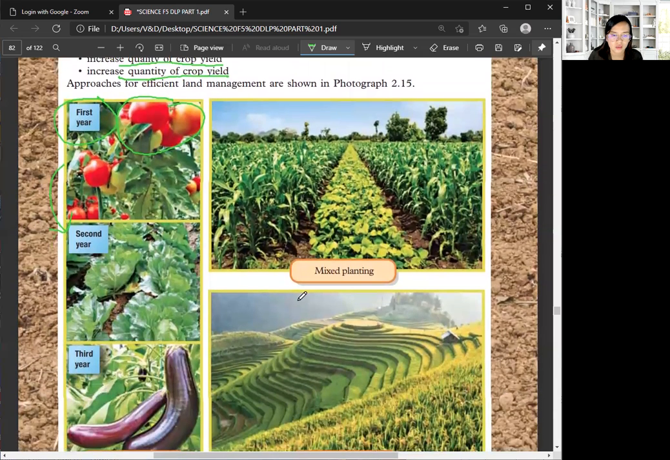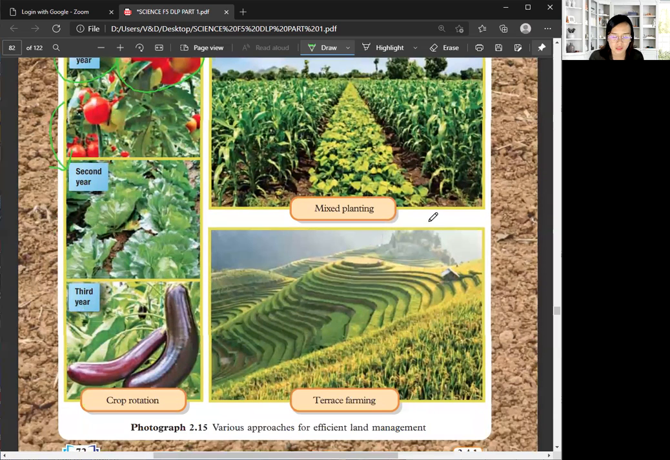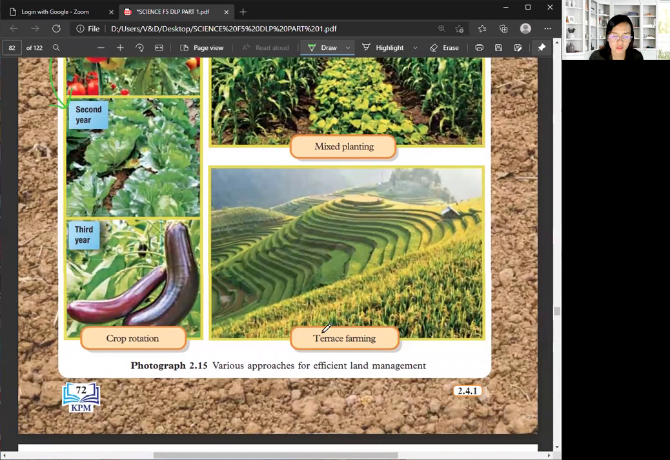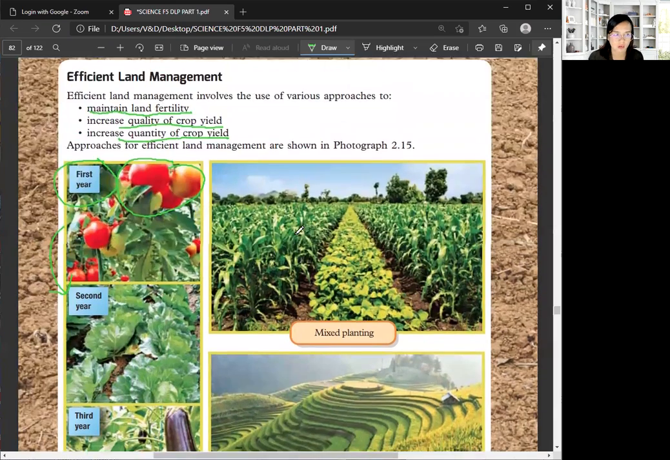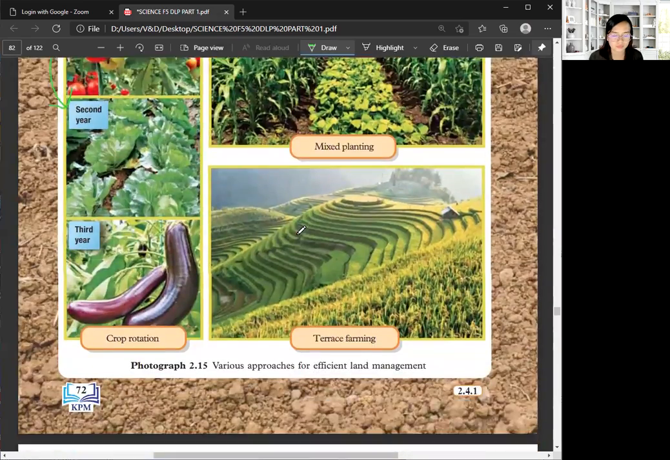Now there's another one which is called mixed planting. Ya, dalam satu kawasan atau tanah itu ada pelbagai jenis tanaman. And then there's another one which is called terrace farming. So cara begini pun adalah efficient, ya, efficient land management, right?